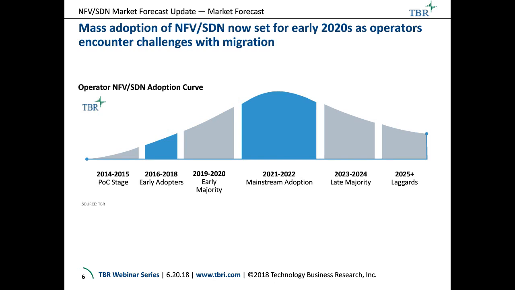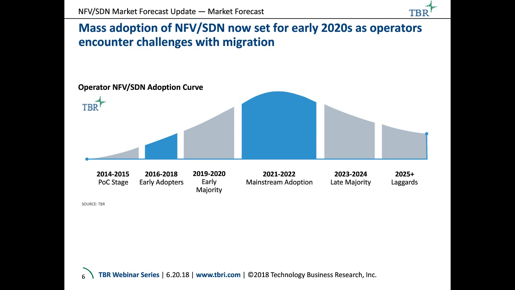This is an adoption curve of NFV SDN for operators. And essentially, what we see here is we had to move the timeline out by 2 years. So originally, last year when we did our forecast, we thought that the market would ramp and we'd start to attain mainstream adoption in the 2020 timeframe. We've pushed that out 2 years now. So now we're saying around 2022, we're going to see mainstream adoption among telecom operators of NFV SDN type functionality.